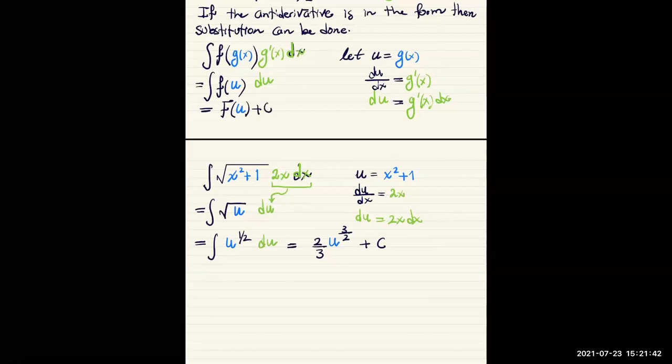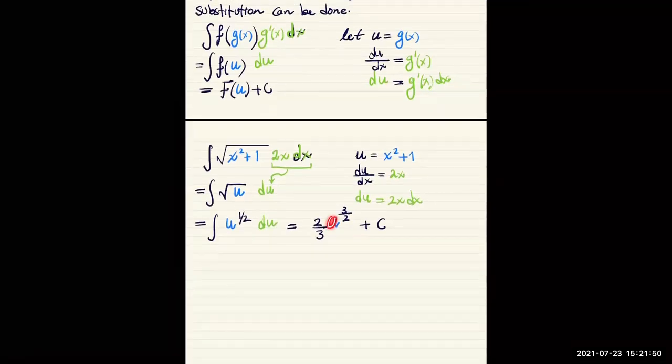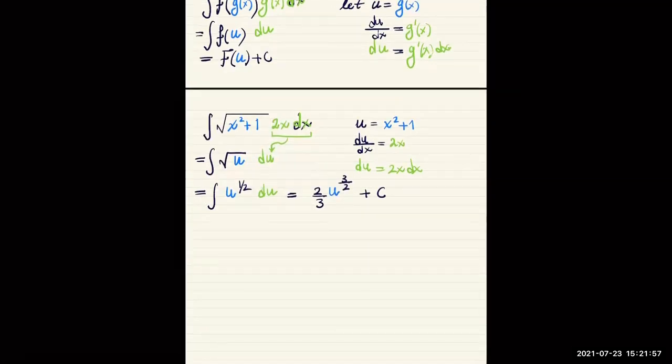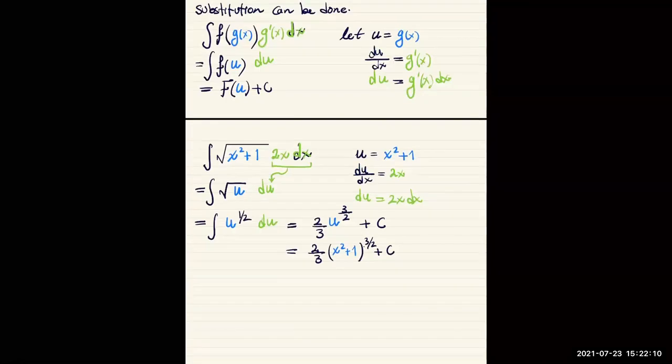And then the very last thing that you have to do is replace u back with what it already was. U is the same as x squared plus 1. We have to replace back because the original problem is in terms of x. So you get 2/3 times x squared plus 1 to the power of 3/2 plus c. Okay, so in the end, here F is the antiderivative, evaluated at whatever u was, use g of x.